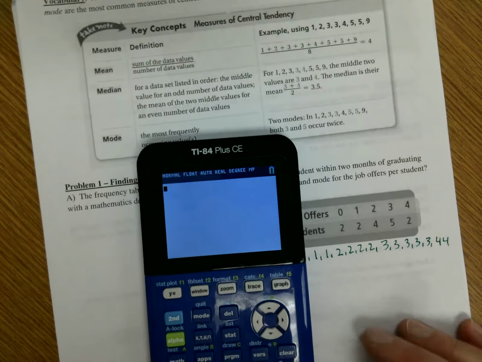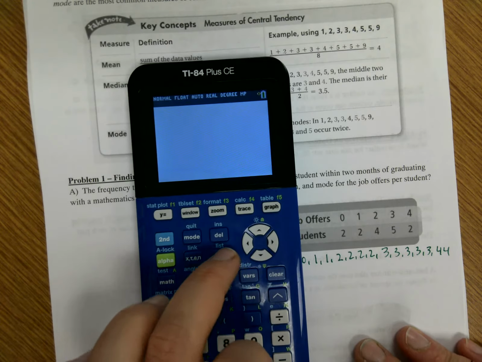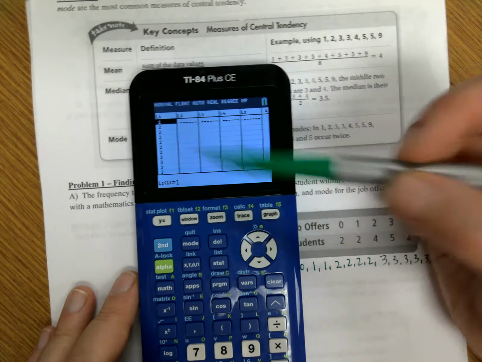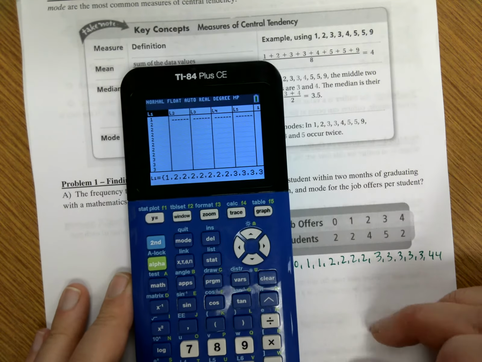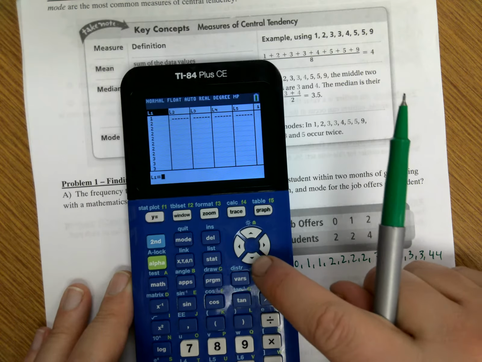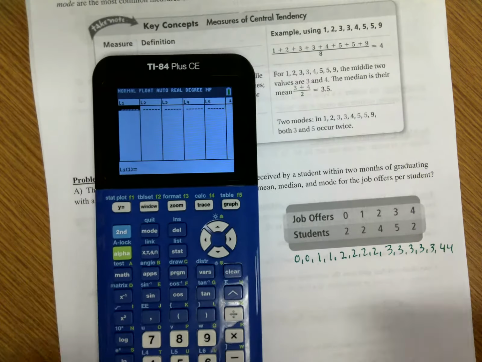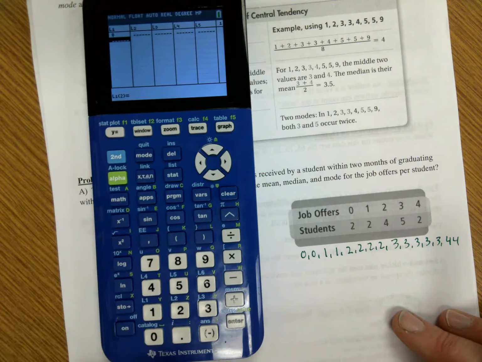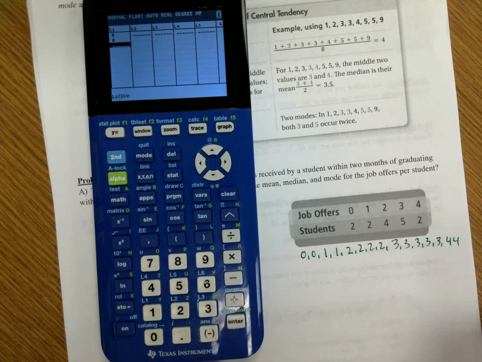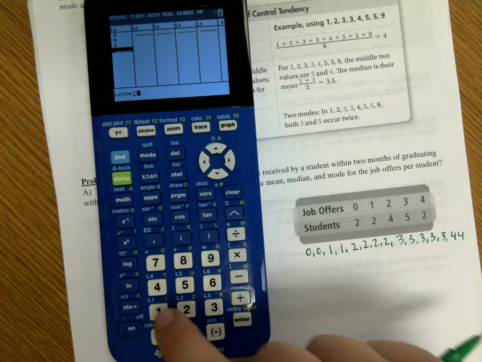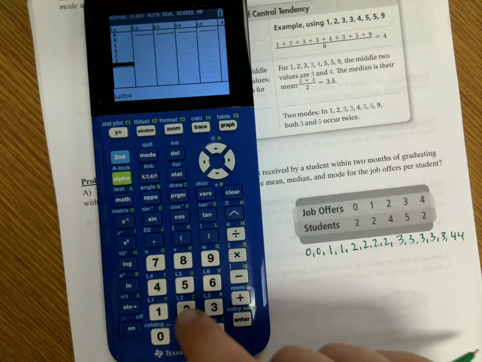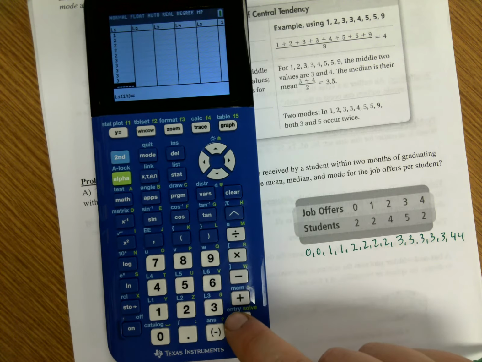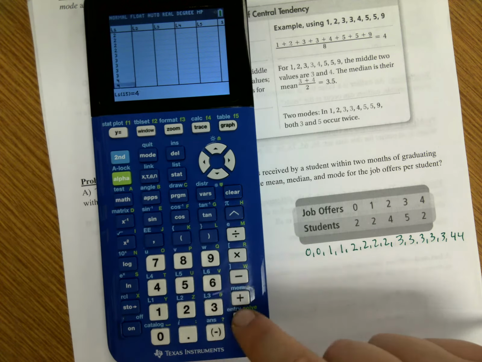If you push the stat button, so stats right here, edit. If there's something in here at now, you can highlight the L1, push clear, arrow down. Now I'm going to put those numbers in. So I push the number and then I push enter. In case you're not sure, push the number and then push enter. I have 1, 1, 1, 2, 3, 4 2s, 1, 2, 3, 4, 5 3s, and 2 4s.